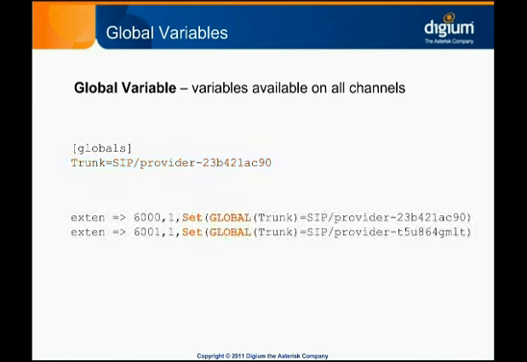This might be useful when a given variable has two different values that may alternate, such as defining a primary and secondary trunk. This dialplan example shows how this might work. When 6000 is dialed, the trunk variable is set to the primary SIP provider. When 6001 is dialed, the trunk is instead set to connect to a secondary provider.